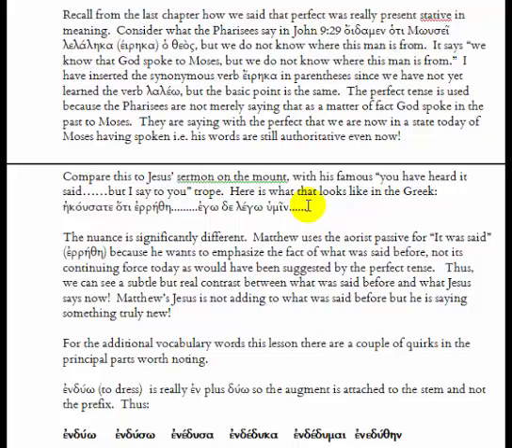So in other words, he's sort of building on the law, interpreting the law, or really, in effect, positing himself as the new normative authority in terms of revelation. But notice the grammar here and how this comes across. Here's what he says. Ekusate, so in other words, you have heard what? Hoti erethe. Erethe is the sixth principal part of lego. So you have heard that what? That it was said. But I am saying to you now, ego lego de humin.